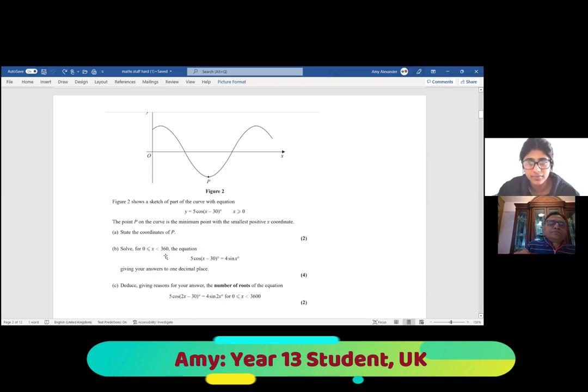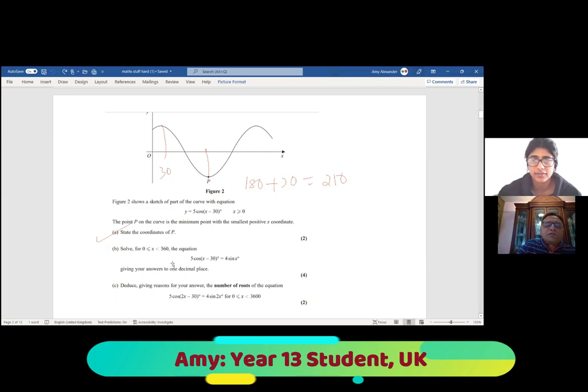Correct. So the maximum starts at 30. That means the graph is shifted 30 units to the right. Minimum normally will be half the period, right? Yeah. So half of 360 is 180. So 180 plus 30, correct? So 210. So P is at 210 because that is where the minimum will shift, correct?